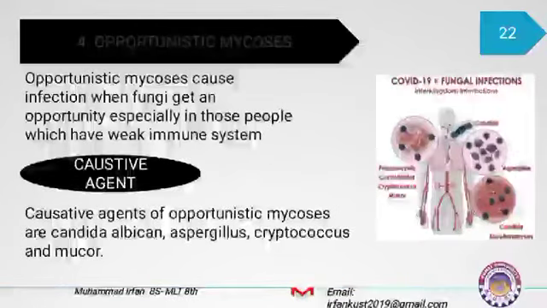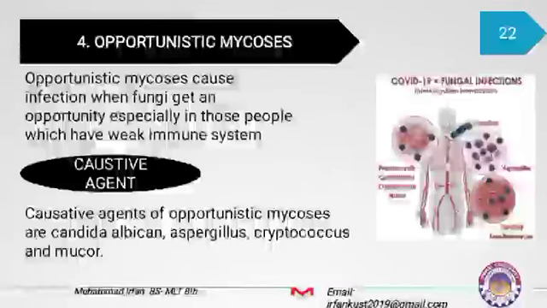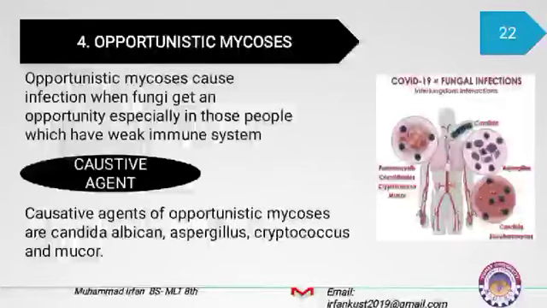Number four. Opportunistic mycosis. Opportunistic mycosis causes infection when fungi get an opportunity, especially in people who have a weak immune system. Causative agent. The causative agents of opportunistic mycosis are Candida albicans, Aspergillus, Cryptococcus, and Mucor.